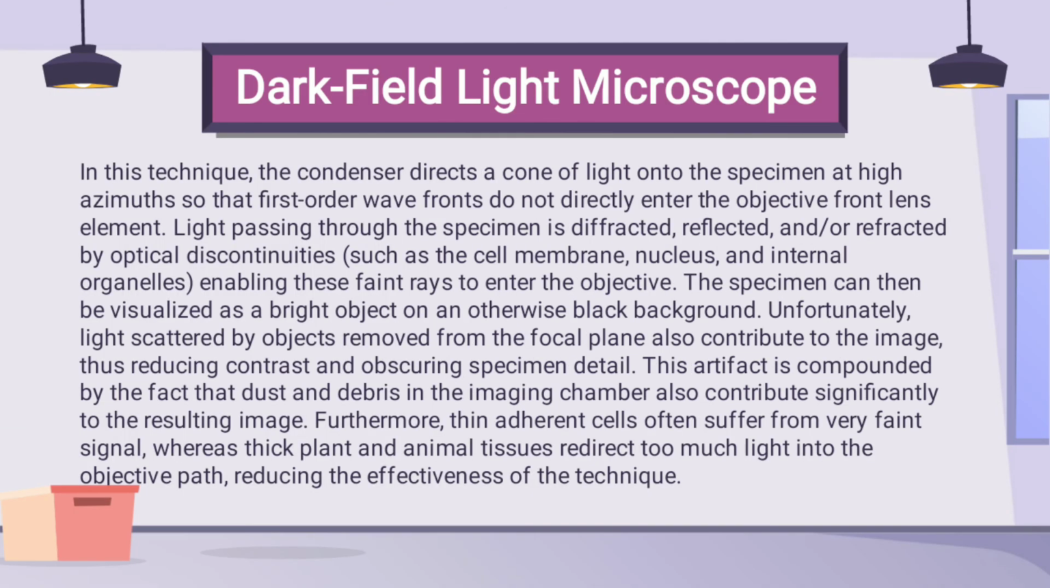Now, let's proceed with dark field light microscope. In this technique, the condenser directs a cone of light onto the specimen at high azimuths so that first-order wave fronts do not directly enter the objective front lens elements. Light passing through the specimen is diffracted, reflected, and refracted by optical discontinuities, enabling these faint rays to enter the objective. The specimen can then be visualized as a bright object on an otherwise black background.